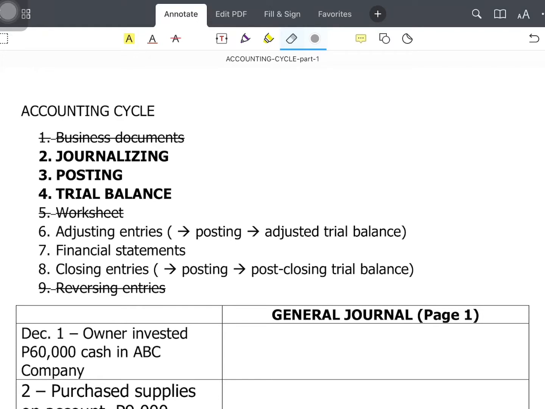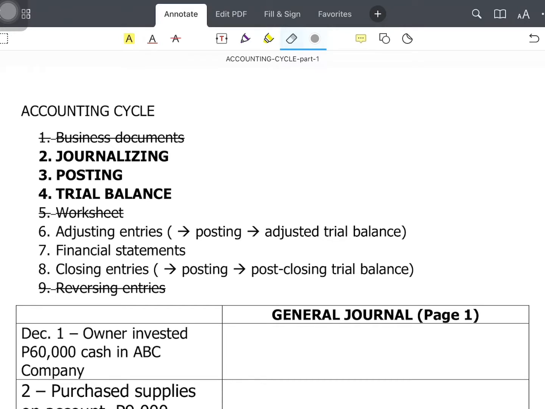And then you post in the general ledger or the book of final entry. And then prepare a trial balance, which proves the equality of your debits and credits. And this is the unadjusted trial balance. And then you can transfer the trial balance information in a worksheet, but worksheet is an optional step. And then after that, you prepare the adjusting entries, which you will also post and prepare a trial balance too. And this one is called the adjusted trial balance, which will be the basis for your next step, financial statements.